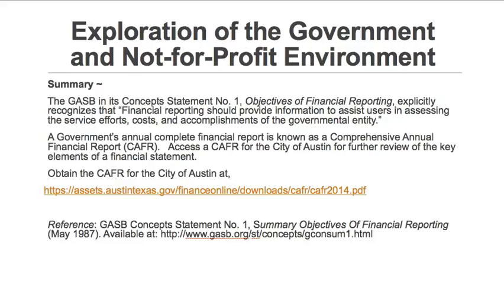In summary, financial reporting should provide useful information to its users in order for them to assess accomplishments and the fiscal health of the governmental entity. To enhance your understanding of this information, download and review the comprehensive annual financial report for the City of Austin and pay particular attention to the 7 key elements of its financial statement.